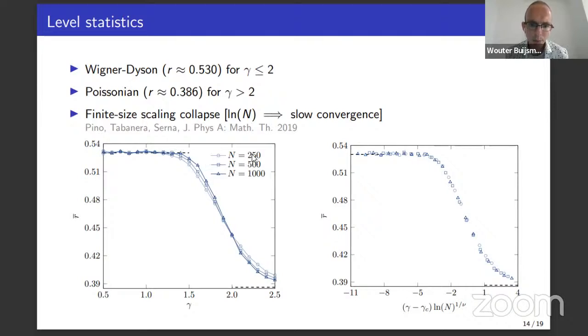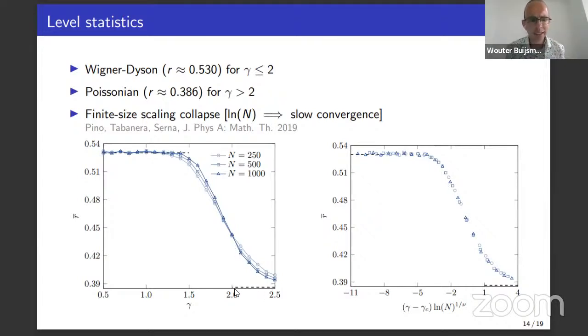We studied this ensemble for dimension 250, 500, and 1000 in darker colors. And what you see is indeed at gamma equal 2, there is some sort of crossing point between increasing values of the average ratio of consecutive level spacings and decreasing values. We can more or less assume that in the thermodynamic limit, this will go up to this line, and here it will go down to this line.